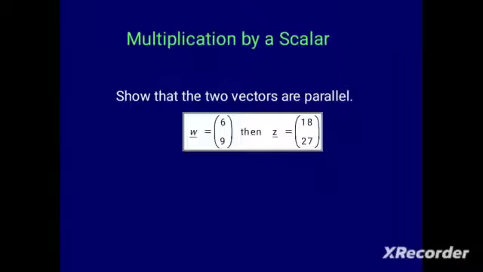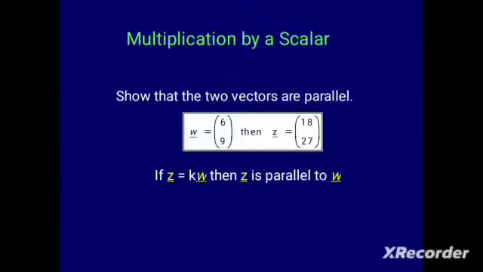Okay, on the other part of multiplication by a scalar, we need to show that the two vectors are parallel. The two vectors are vector w given as 6, 9, and vector z given as 18, 27. We are going to show that the two vectors are parallel by using the concept of a scalar.